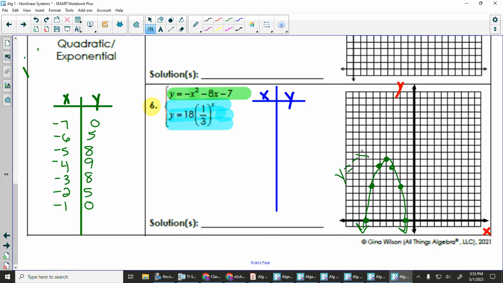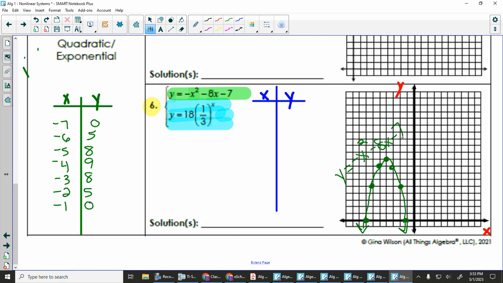y equals negative x squared minus 8x minus 7. Okay, now we're going to do our exponential function. So this is the first one we're doing of these with this system. Now, we're still going to use table of values, all right? But remember, with exponential functions, sometimes you get a lot of funky numbers in the table, so we usually just pick and choose the points that we want to use.